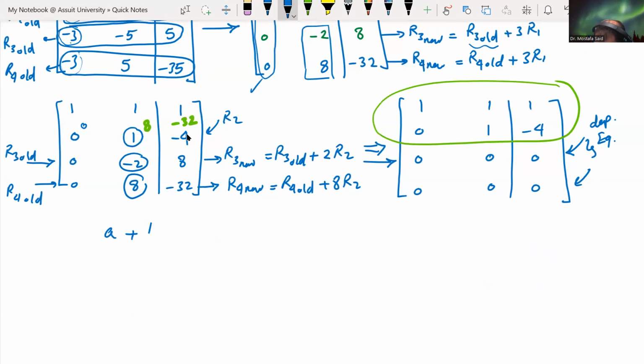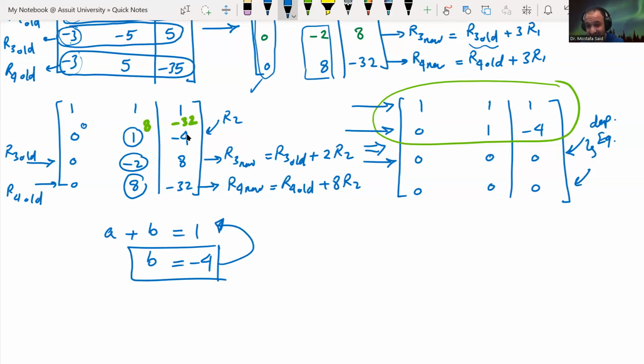A plus B equal to 1 from the first equation, first row. We can also write from here 0A, which is 0, plus B equal to -4. So B equal to -4 automatically. Then we take this -4 and put it here. So from that A - 4 equal to 1, from that A equal to 5. That's it, guys. We solved it.